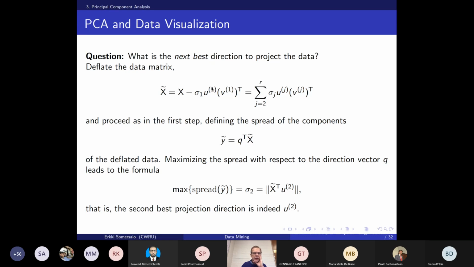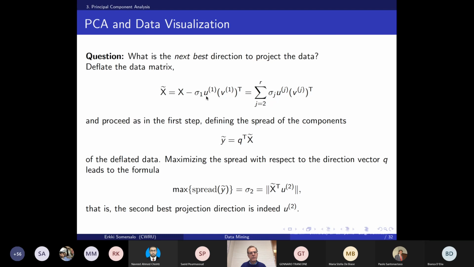How about the second largest? Well, we can continue this game of finding new directions as follows. You have the data X, so we already know how the data looks in the first direction, and so we want to find the second largest projection direction. And so what I'm doing is deflating my data. So I'm subtracting the rank 1 part, which corresponds to the largest singular value, from my data. So I'm defining a new matrix X tilde, which is X minus the part that I have already explained.